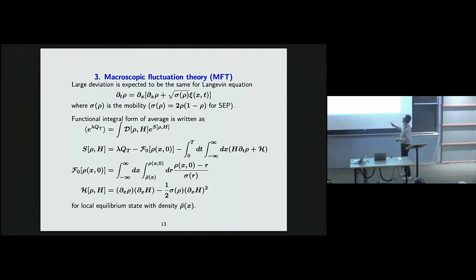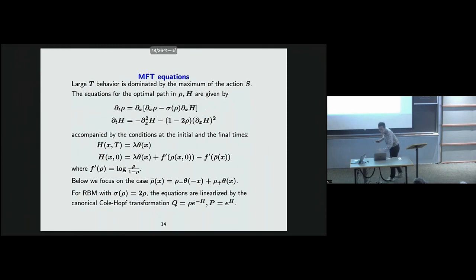Then we may expect that the contribution to this whole functional integral is dominated by the rho and H which maximize this MFT action, right? So we can just do the usual variational calculation, writing down the Lagrange equation for this Hamiltonian. Then the optimizing path of rho and H should satisfy these two equations. This is the MFT equation, right, for our SEP. For rho, this is diffusion, and there is some contribution from H. For H, this is anti-diffusion, and there is some nonlinear term.